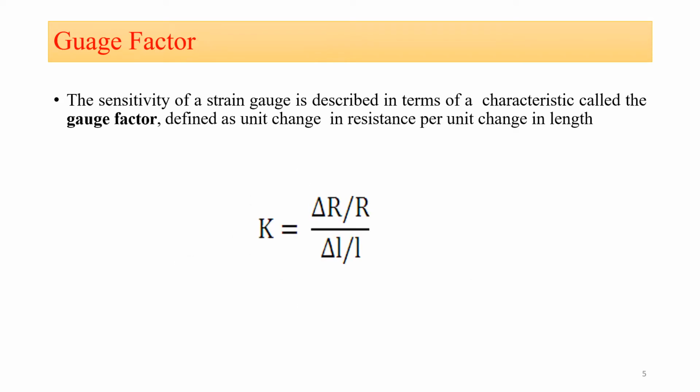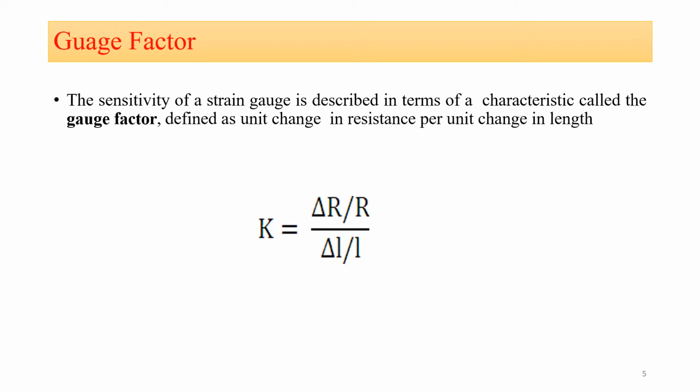Now one important term in strain gauge sensors is the gauge factor. Now what is gauge factor? The sensitivity of the strain gauge is described in terms of the characteristic called the gauge factor, and gauge factor is defined as the unit change in the resistance per unit change in the length. Gauge factor is denoted by capital K, which is equal to del R upon R, divided by del L upon L.